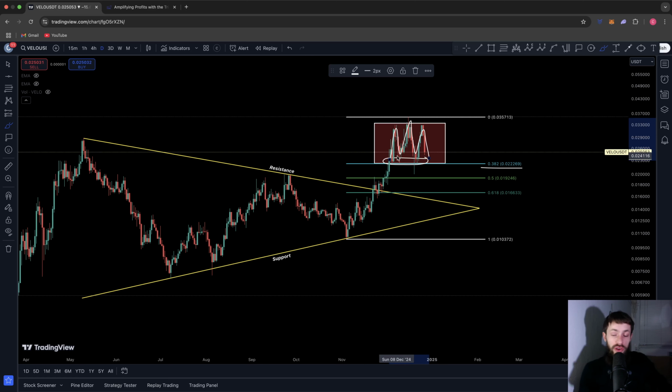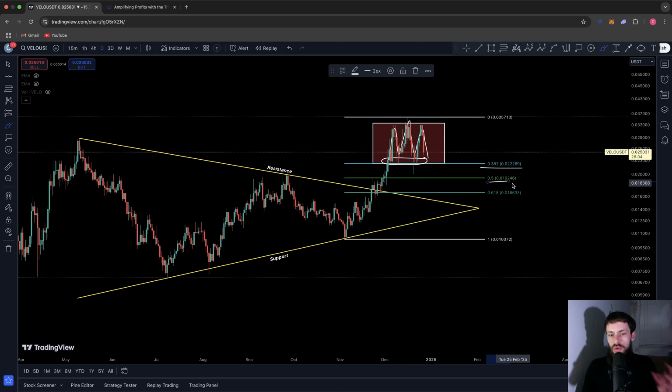I keep saying, even on X, I keep saying 0.022 is the key support in the short term that we need to see VELO hold. If it loses that, then you've got the 0.50 at 0.019.